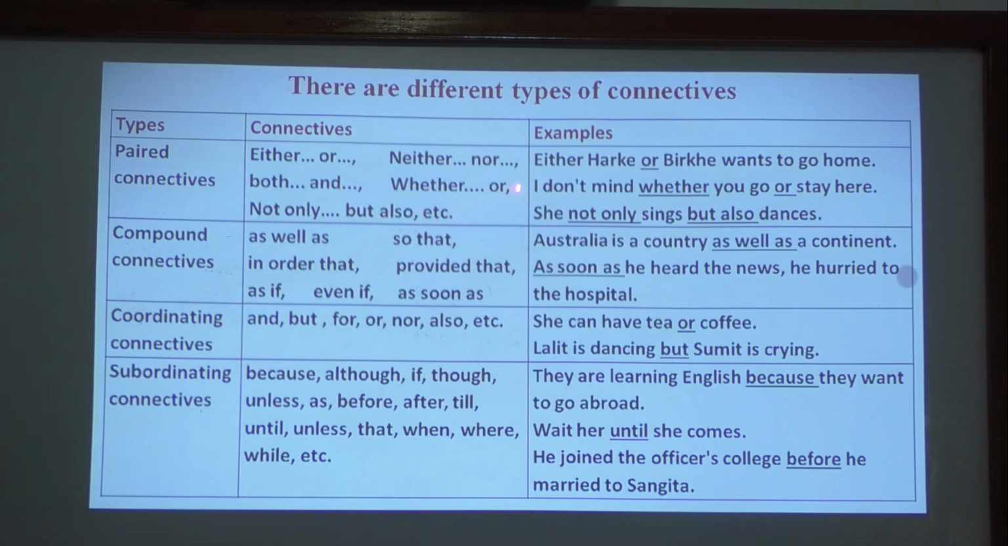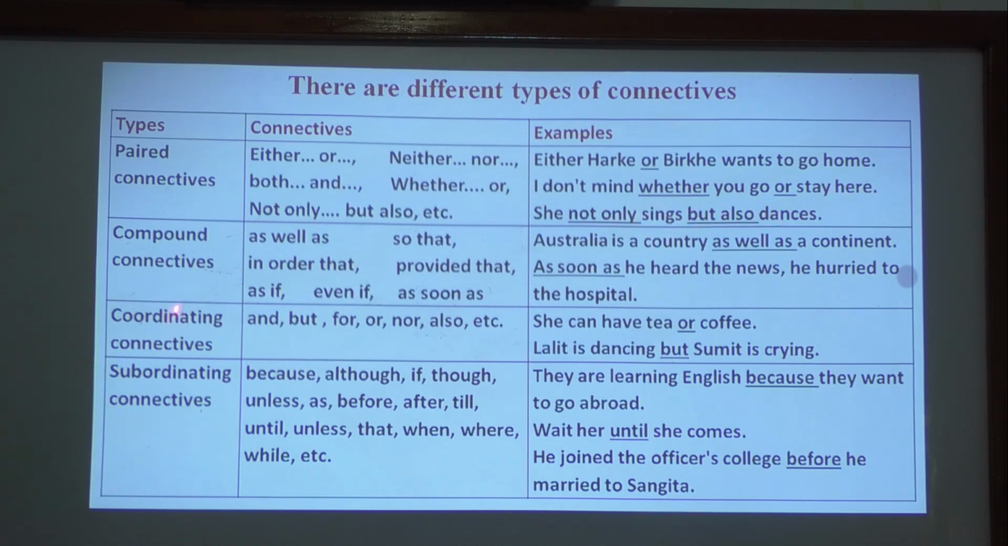Yes, pairs of sentences, similar types of sentences. And here in the example, either Harke or Birke wants to go home. Yes. In the same way, I don't mind whether you go or stay here. And another example, she not only sings but also dances.